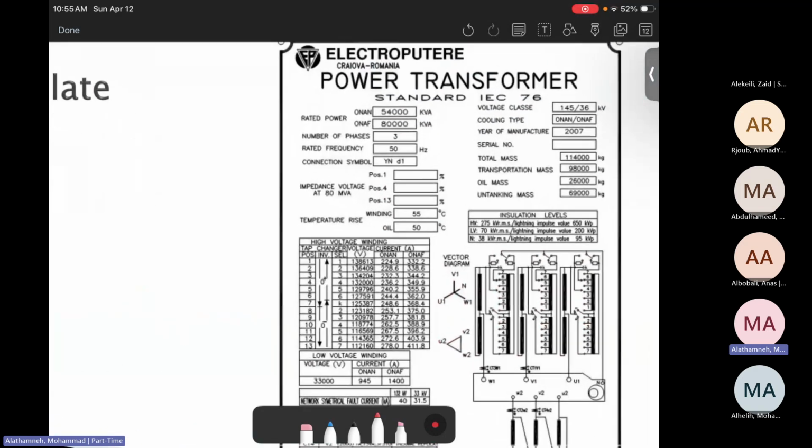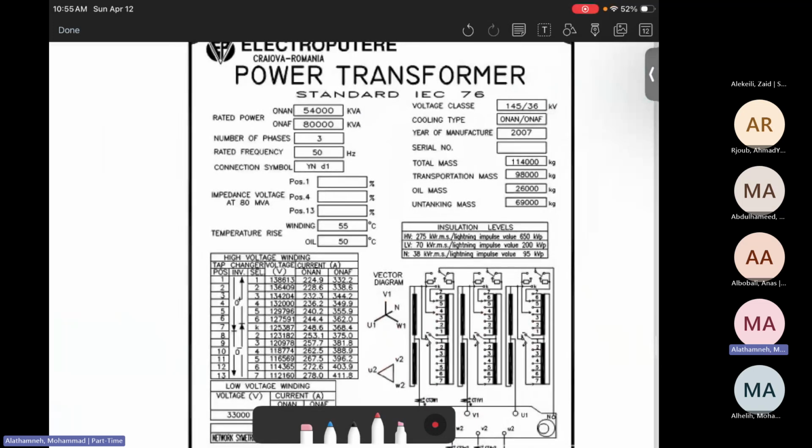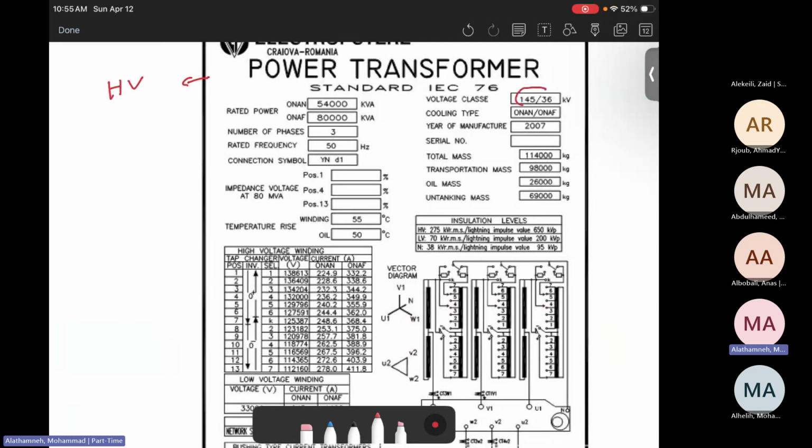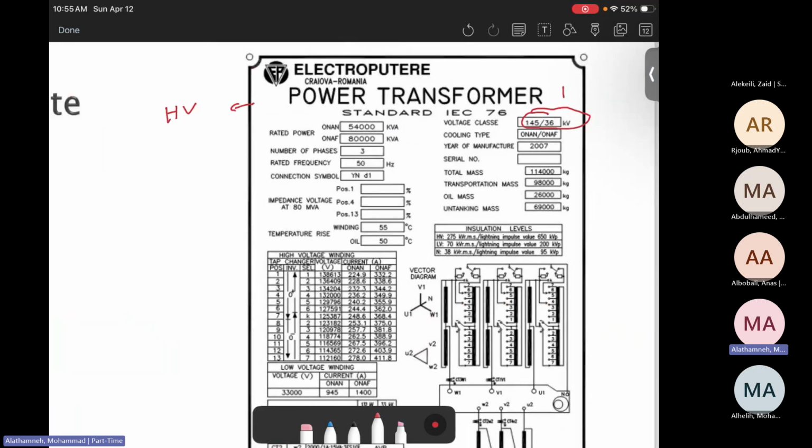This is the power transformer that's used in extra high voltage, or I would say high voltage level. The voltage level here is written as 145 to 36 kilovolts. Actually, it is for 132 kilovolts to 33 kilovolts. But why can it handle up to 145 and up to 36? Because of the tap changers. The tap changer can do the job. Okay, so look at it.